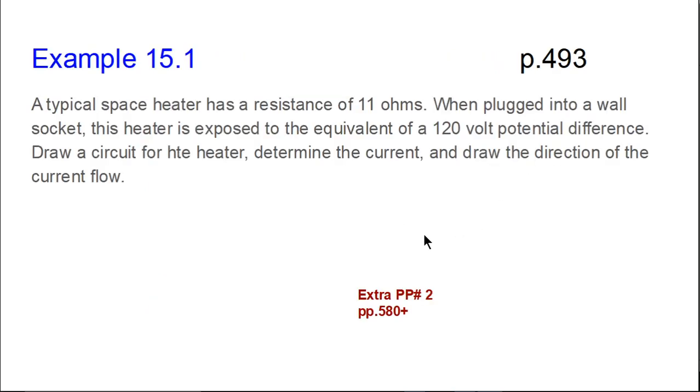Now, let's put all of this together. Example 15.1, okay? So how do we put all of this together? Let me read the problem. It says a typical space heater has a resistance of 11 ohms. When plugged into a wall socket, this heater is exposed to the equivalent of 120 volt potential difference. Draw a circuit for the heater, determine the current, and draw the direction of the current flow. So you have to put everything we have learned so far together.